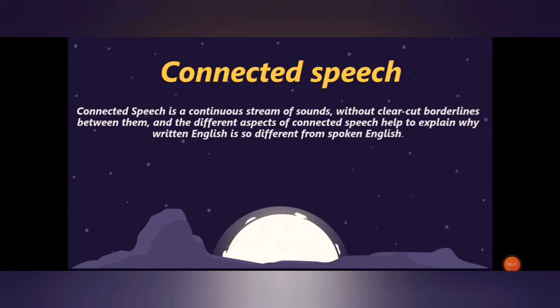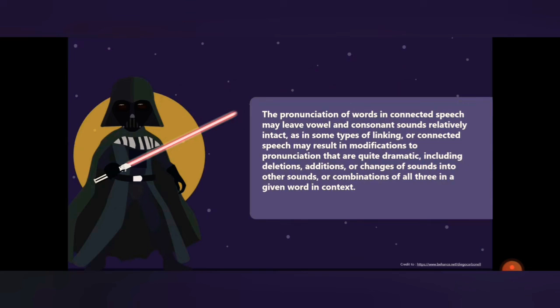Connected speech. Connected speech is a continuous stream of sounds without clear-cut boundaries between them, and the different aspects of connected speech help to explain why written English is so different from spoken English. The pronunciation of words in connected speech may leave vowel and consonant sounds relatively intact, as in sometimes, or linking in connected speech may result in modifications to pronunciation that are quite dramatic, including deletions, additions, or changes of sounds into other sounds, or combinations of all three in a given word in context.